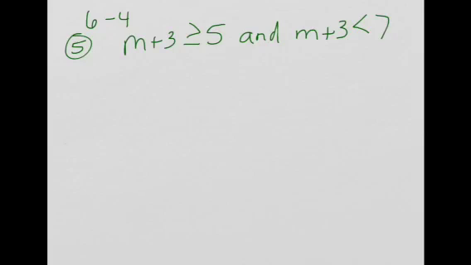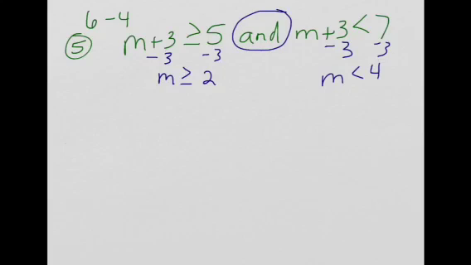Now we're going to do compound inequalities on the same number line. So first we're going to solve. So we're going to zero pair the 3. So we're going to have m is greater than or equal to 2 and zero pair the 3. M is less than 4. So we're looking for a number that fits both of these because of the and. So we're going to go on to our number line.